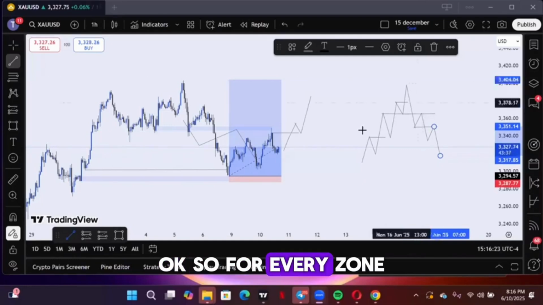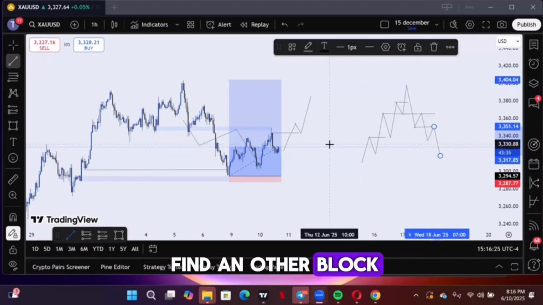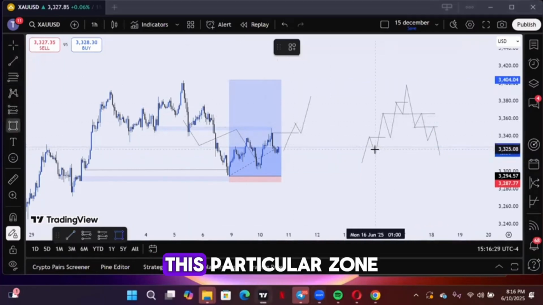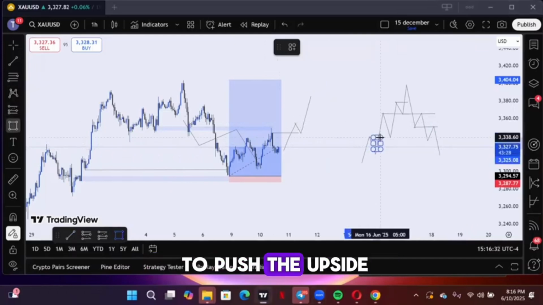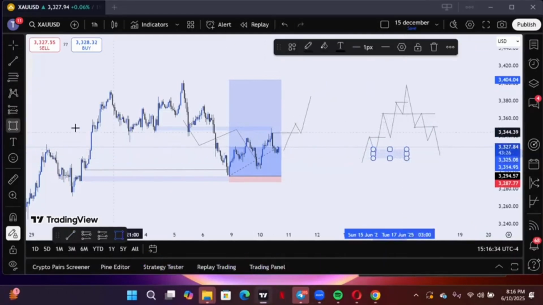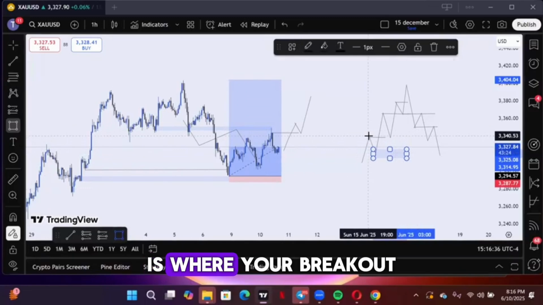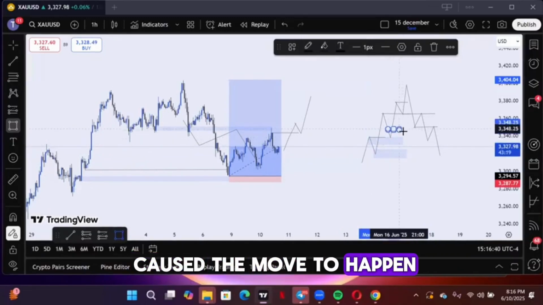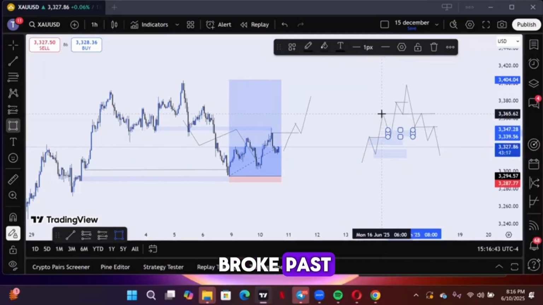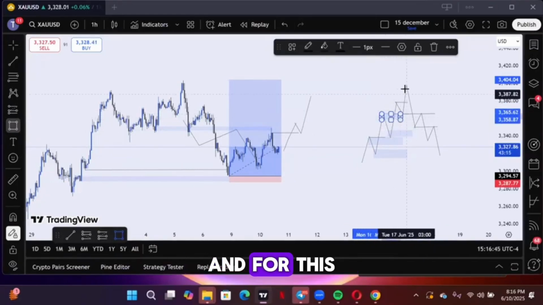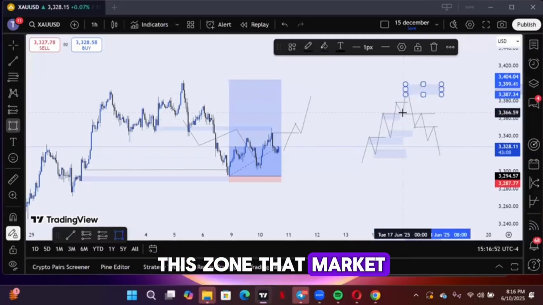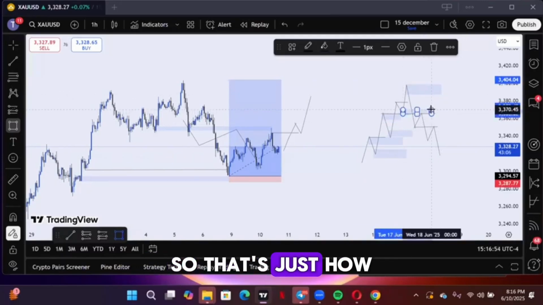Okay, so for every zone where you find an order block, you always find a breaker block there. So in this zone, for example, this particular zone that caused the market to push to the upside is probably where your order block is going to be. Then the zone that the market broke past is where your breaker block is going to be. Then down here also, the one that caused the move to happen, order block, the zone that the market broke past, breaker block. And for this scenario where the market sold, this zone that caused the market to sell down, order block, this zone that the market just broke, breaker block.